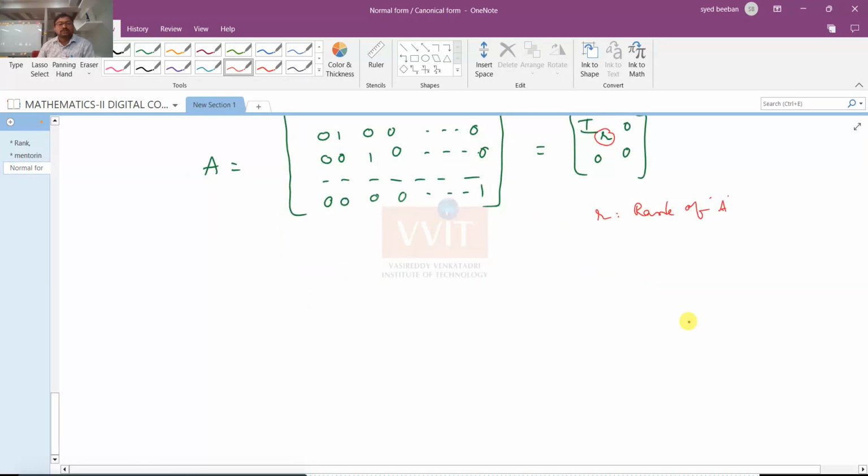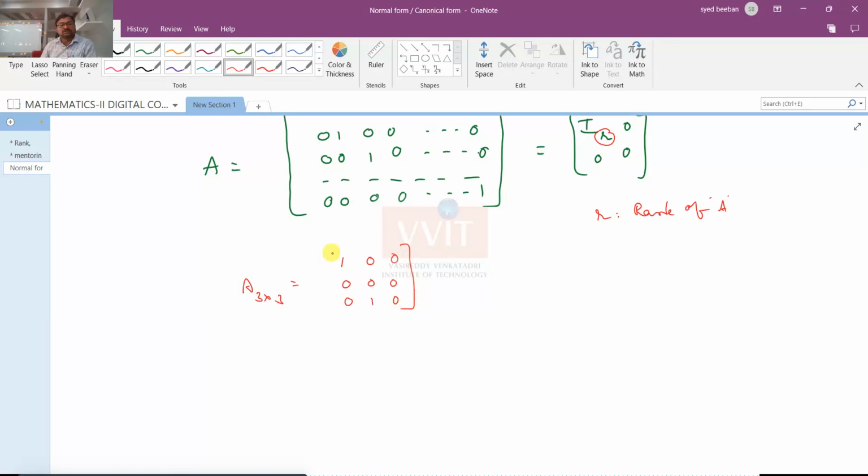Here we may get some confusion. For example, if I have this A, 3 by 3, and the final matrix I got is like this, 1 0 0, 0 0 0, 0 1 0, what I need to do is rewrite this one as 1 0 0, 0 1 0, 0 0 0, which is I2 0 0 0. We are supposed to write like this.